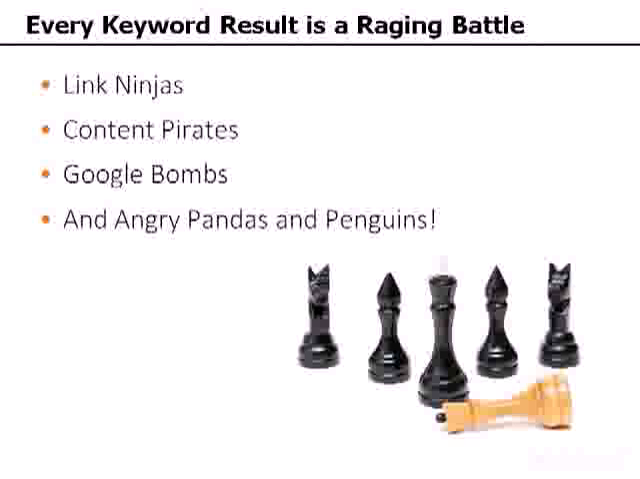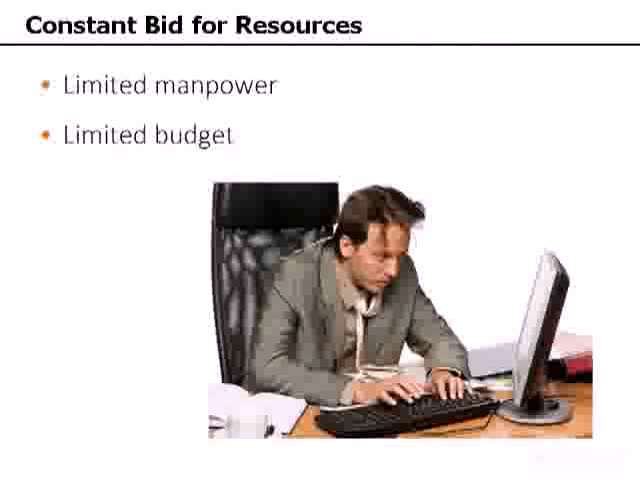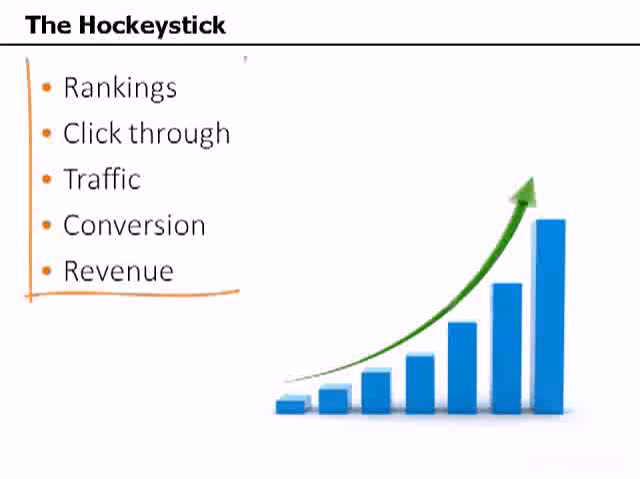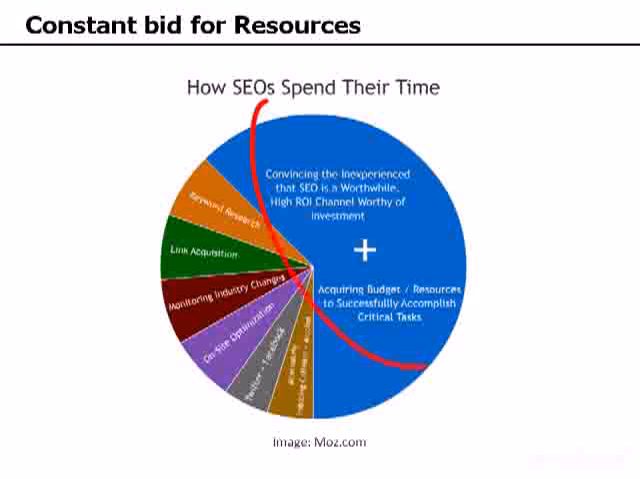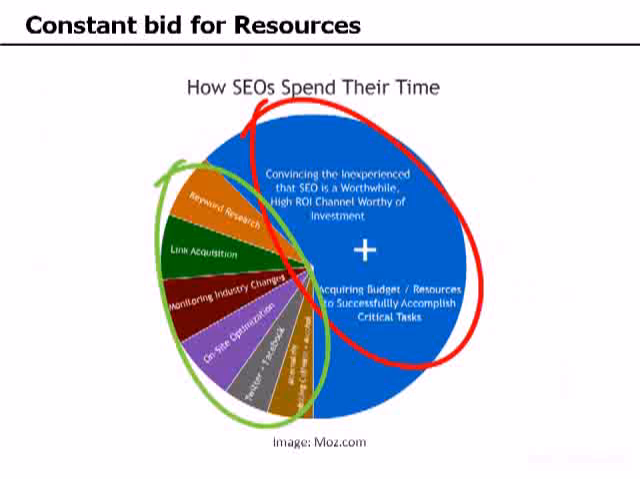Every keyword result is a raging battle, is what I like to say. You have link ninjas and content pirates and Google bombs and angry pandas and penguins. And you're sitting there with limited manpower and limited budget, and your boss wants a hockey stick. He wants to always see it go up, even though this is SEO. He wants to see the rankings, the click-through, the traffic improvement, the conversion improvement. He wants to see the revenue climbing through the roof. And you're stuck spending your time convincing that you need more budget, that SEO is a worthwhile, high ROI channel, versus doing all the other things that are really important to this process.